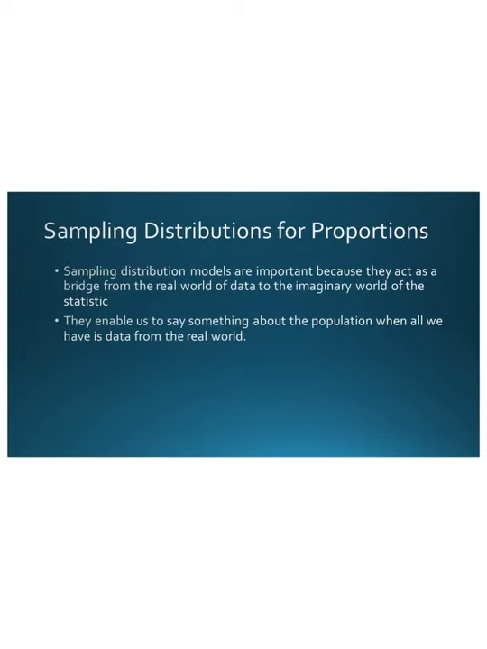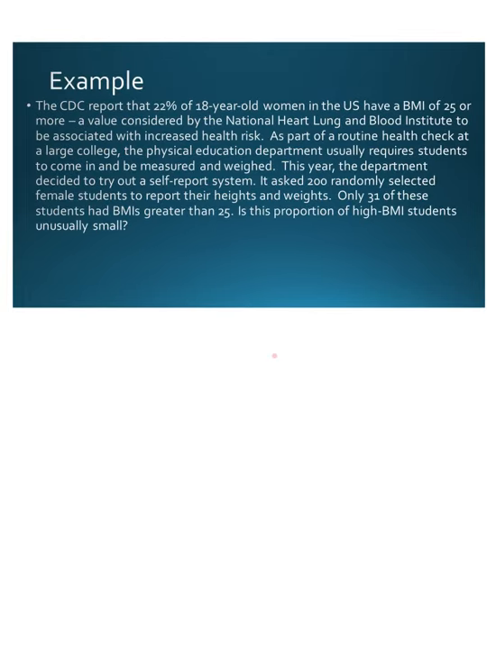Sampling distribution models are important because they act as a bridge from the real world of data to the imaginary world of the statistic. Okay, so now we're taking real life data and applying some stats. They enable us to say something about the population when all we have is data from the real world. In our first example, the CDC reports that 22% of 18-year-old women in the U.S. have a BMI of 25 or higher, a value considered by the National Heart, Lung, and Blood Institute to be associated with an increased health risk.